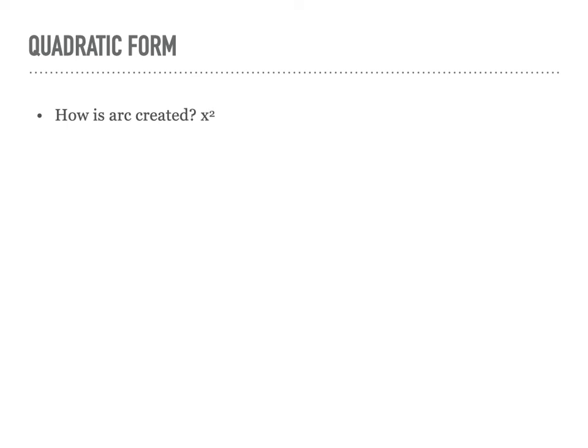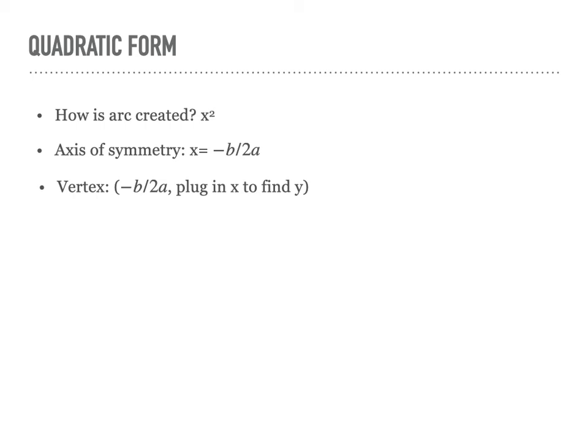Now we understand the equation, let's go further in depth of the quadratic formula. Well, how is an arc created? The arc is created by the squared. If we didn't have it, it would just be a regular linear equation. Now the axis of symmetry is x equals negative b over 2a. The axis of symmetry is the line in which the parabola is symmetric. And the vertex can be found by finding the axis of symmetry and then plugging that in for x to find y in your quadratic equation. Now what this means is that the vertex will always lie on the axis of symmetry. So if you know the axis of symmetry, you can plug that in for x in your given quadratic equation to find the y value of the vertex.